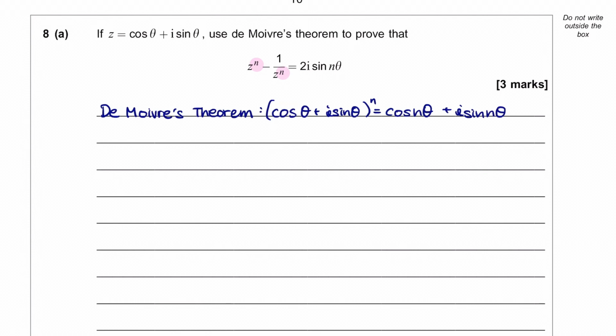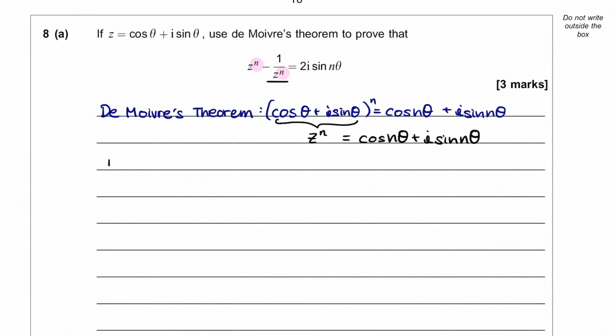In order to solve question 8, part A, you have to know what De Moivre's theorem is. It says (cosine theta plus i sine theta) all to the power n is equal to cosine n theta plus i sine n theta. As our z is equal to cosine theta plus i sine theta, this means that our z to the power of n is equal to cosine n theta plus i sine n theta, according to the theorem.